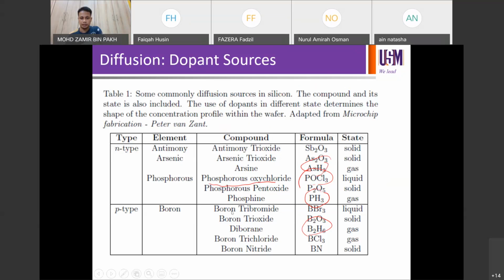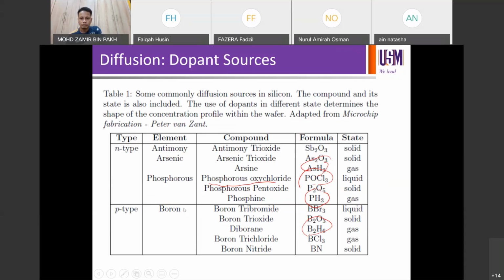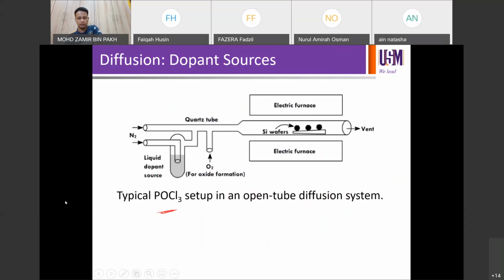So the precursors here in the table can be from various sources. It can be from solid form, it can be from gas, it can be from liquid as well, depending on what is the best for your process. If you look at the POCl3 setup, for phosphorus, POCl3, or phosphorus oxychloride, this is the typical setup. It's quite simple.